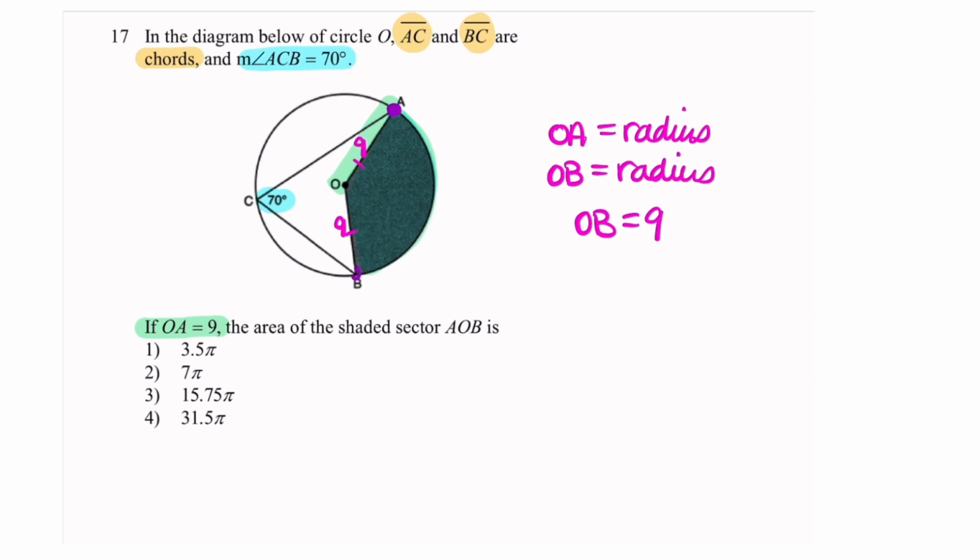Now, angle AOB forms a central angle inside that circle that is connected to the outside arc there. And the inscribed angle of 70 degrees tells us that that outside arc must be double that, which is 140. So the central angle being equal to the arc is 140 as well. That'll become important in our area calculation.